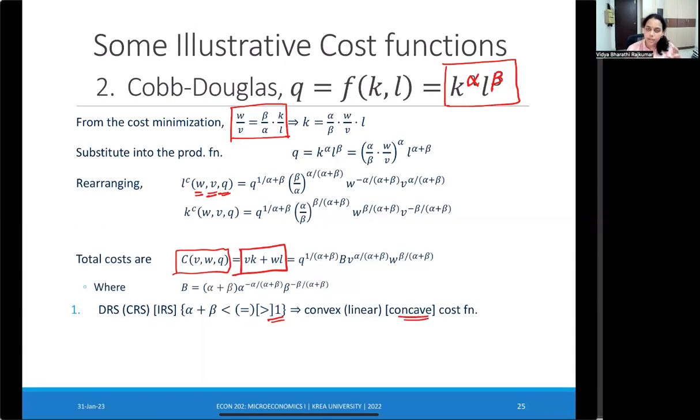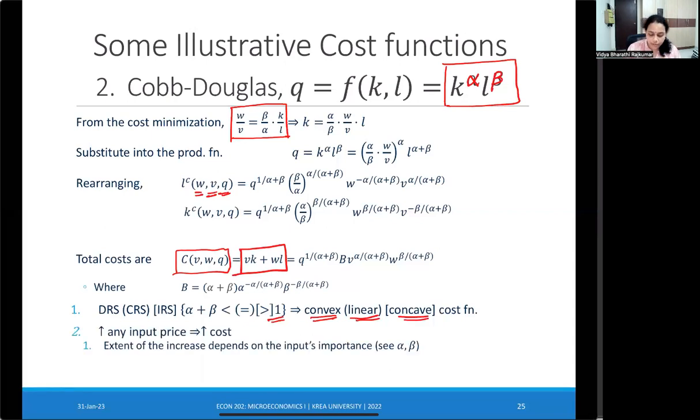And then when the production moves from IRS to CRS, your cost function will increase linearly. And once the production crosses that stage into decreasing returns to scale, that's when your inputs are not very productive. So you're going to have costs increasing at an increasing rate. So you'll have a convex cost function there. So just by varying the alpha and beta values, you can see the returns to scale and the shape of your cost function also.